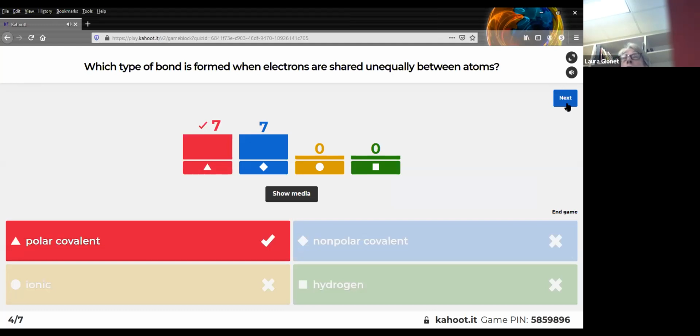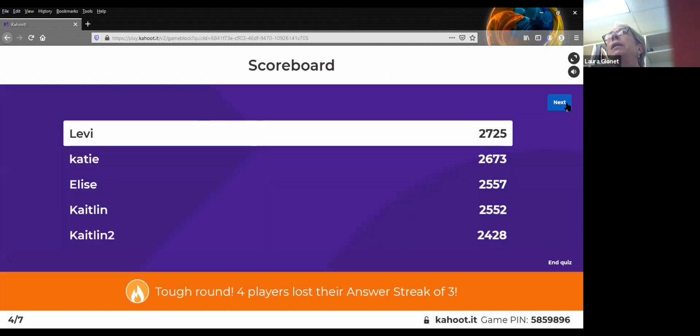Okay, so unequal sharing means electrons will be at one end of the molecule more than the other. That creates positive and negative ends, and that is polarity of charge. So that's a polar covalent bond. They're shared, but shared unequally.